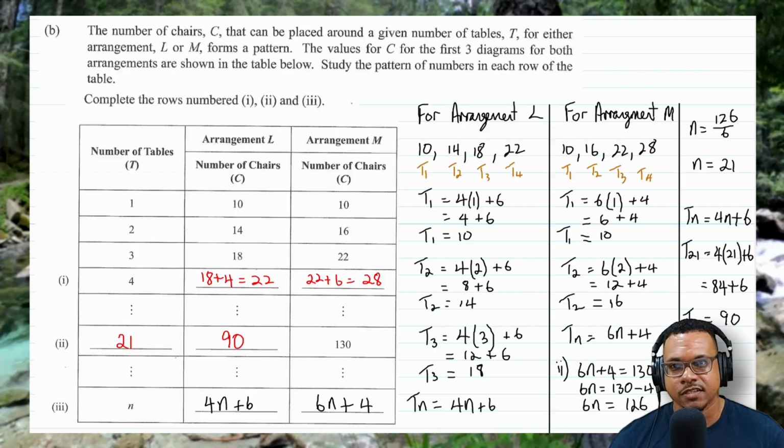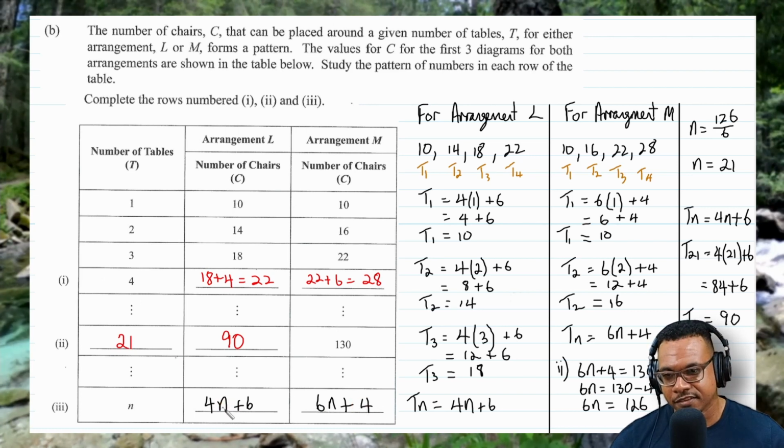So what we're going to do for this question is go back here, where we have our general formula for the number of chairs for arrangement L, where n is the number of tables, and we know we want to seat 70 persons. For arrangement M, this is the general formula that will give you the number of chairs, where n is the number of tables, and you know you want to seat 70 persons as well. So I'll put this general formula equal to 70, both of them equal to 70, solve for n, which will give me the number of tables needed to seat 70 persons for arrangement L and arrangement M.